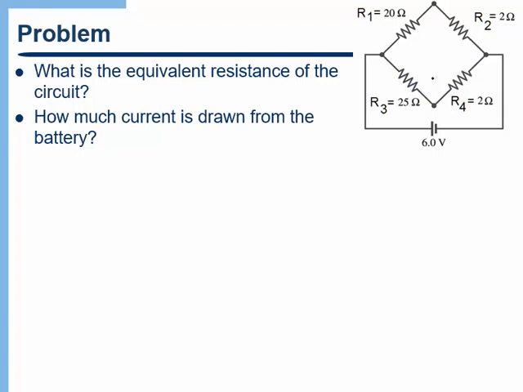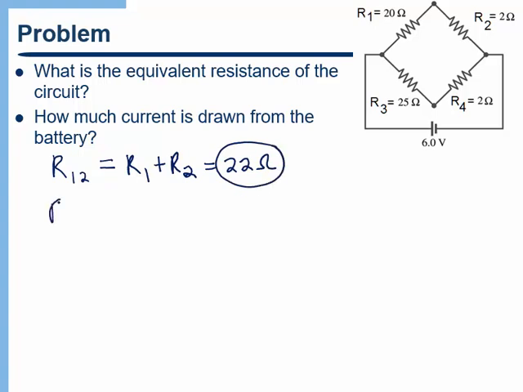And so the first thing I'm going to do is figure out what is the one resistor that replaces R1 and R2. Because they're in series, that's very straightforward. R12 is just going to be equal to the sum of R1 and R2. And in this case, I can see that that's just 22 ohms. For R3 and R4, same thing, they're connected in series. So R34 is equal to R3 plus R4. And if I do that simple math, I get 27 ohms.